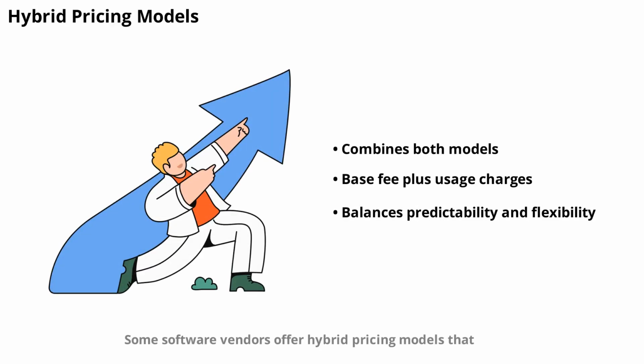Some software vendors offer hybrid pricing models that combine elements of both per-seat and usage-based approaches. For example, you might pay a base fee for a set number of users, plus additional charges based on usage. Hybrid models can offer the best of both worlds, balancing predictability with flexibility. Consider whether a hybrid approach could meet your warehouse's unique needs.